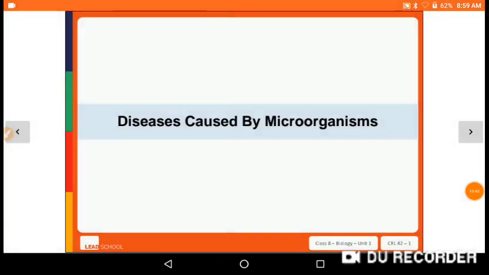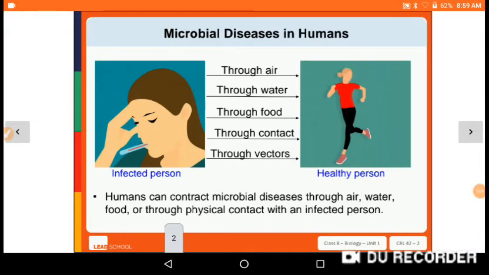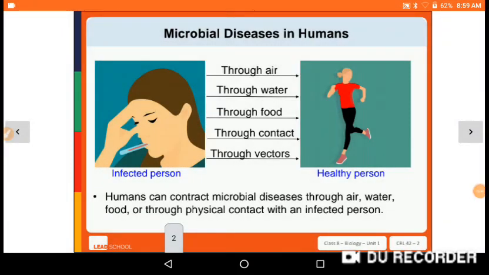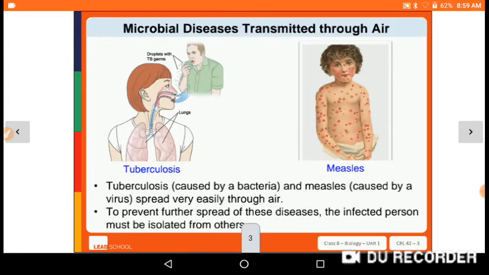So this is caused by microorganisms. Microbial disease in humans is spread through air, water, food, contact and vectors. So if an infected person comes in direct contact, then vector, then food, water and air. So a human can contract microbial disease through air, water, food and other physical contact with the infected person.